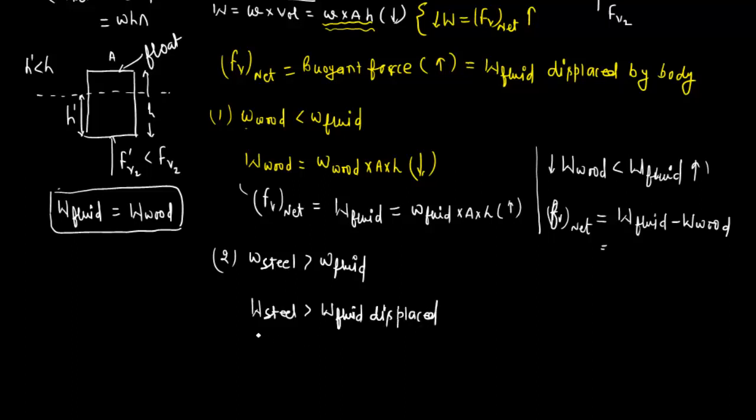In that case the weight of the steel block is acting in the downward direction, and the weight of fluid displaced is actually the buoyant force, which I'm denoting by F suffix B, acting in the upward direction. So the weight of the steel block is more than the buoyant force. In that case that steel block is going to sink down in that fluid. When the weight of the steel block is greater than the weight of fluid displaced by the steel block, the steel block is going to sink in that fluid.